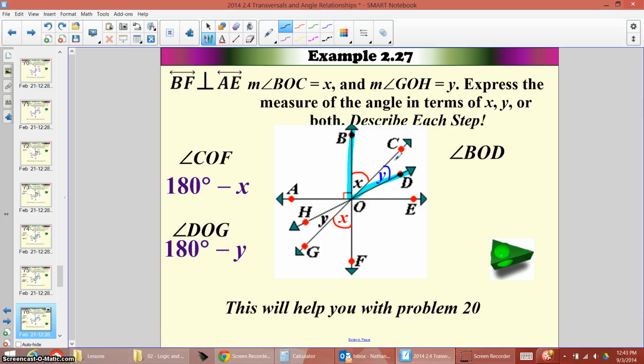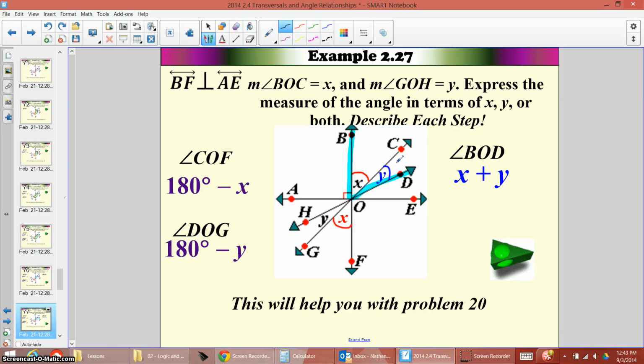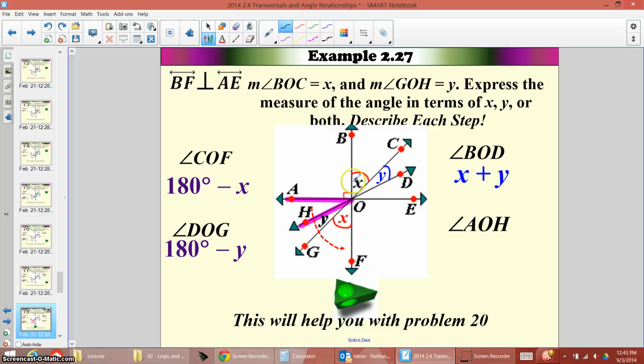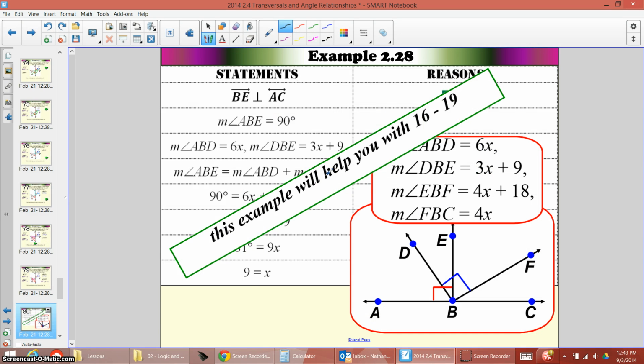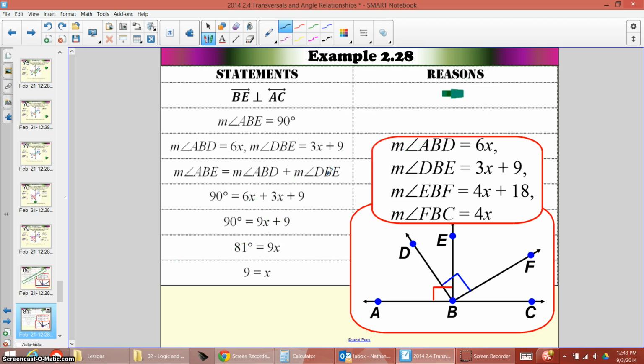The next value, BOD, right here, well that's nice, it's just x plus y. That makes up that whole piece. That's part of the angle addition postulate. Next angle we look for is AOH. Ooh, interesting. I've got y and x here, but I also know that these are perpendicular lines, which means this whole thing here is 90. I'm going to do 90 minus x minus y, and that will leave me with what's left over. This whole thing is 90 minus x minus y. That leaves me with what's left over, which is what I want. So, that's pretty cool.